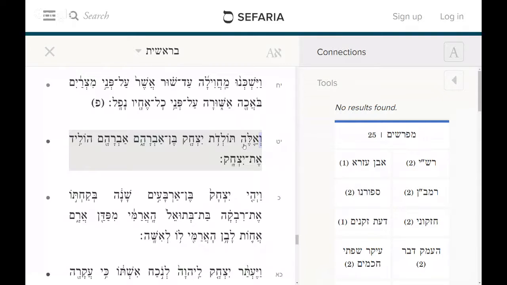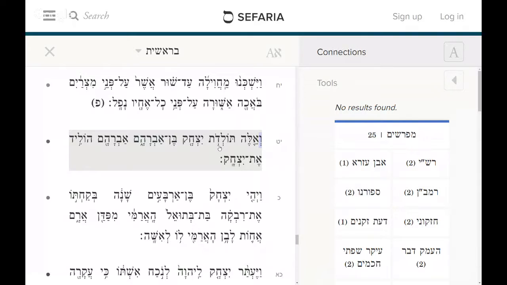Ele is what they call the demonstrative pronoun, and it's plural. So in English, the way we say that is these. Ele means these. Okay, what are we referring to? Toldot. Now this is a hard word to translate into English.